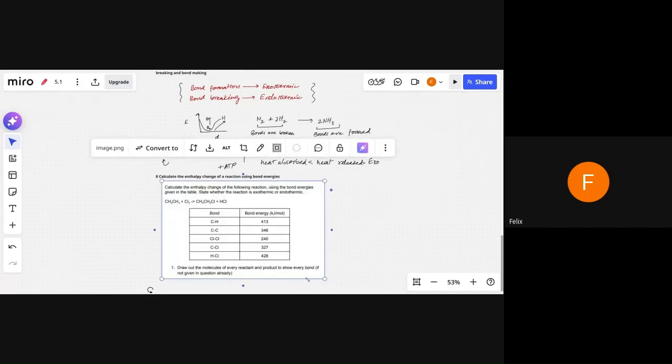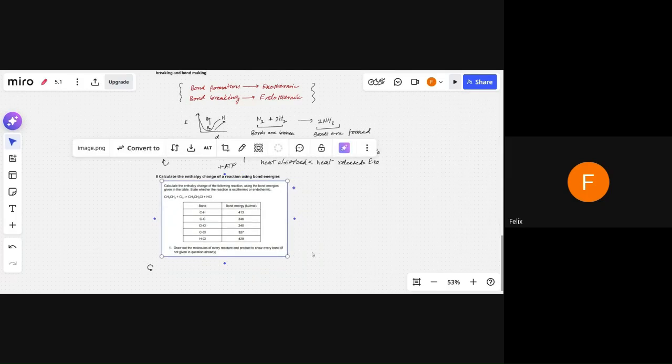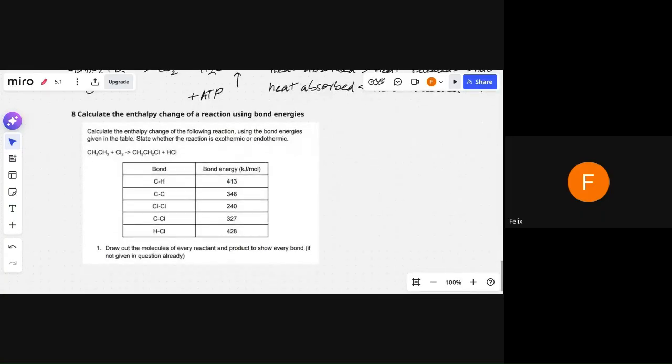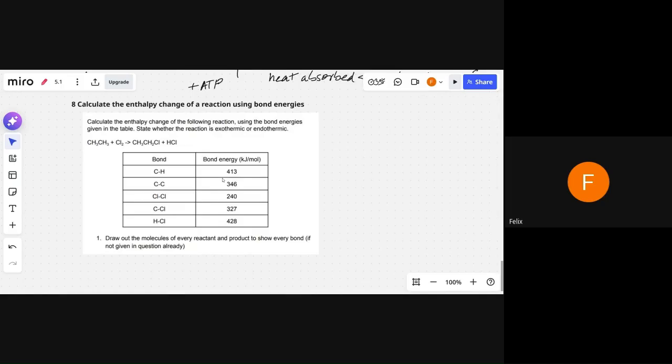Okay. So the question says: calculate the enthalpy change of the following reaction using the bond energies given in the table. So you will be given a table like this and a chemical reaction, and it's going to tell you how many bonds there are between these atoms and how much energy is required to break them, right? Or if it's on the product side, how much energy it's going to release. So how are you going to answer this question? It says calculate the enthalpy change, delta H.